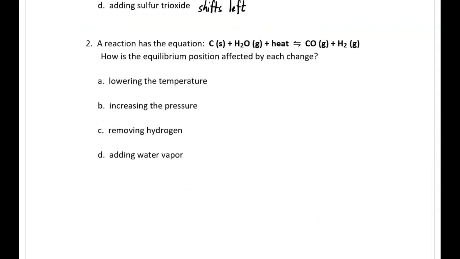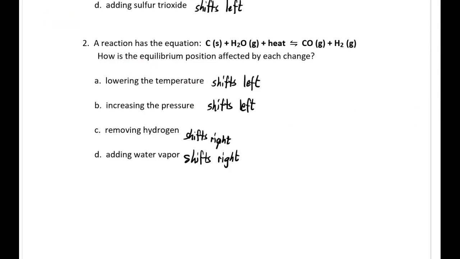Now number 2. A chemical reaction has this equation. How is the equilibrium position affected by each change? I'll pause the video for you to answer A, B, C, and D. And here are the answers.